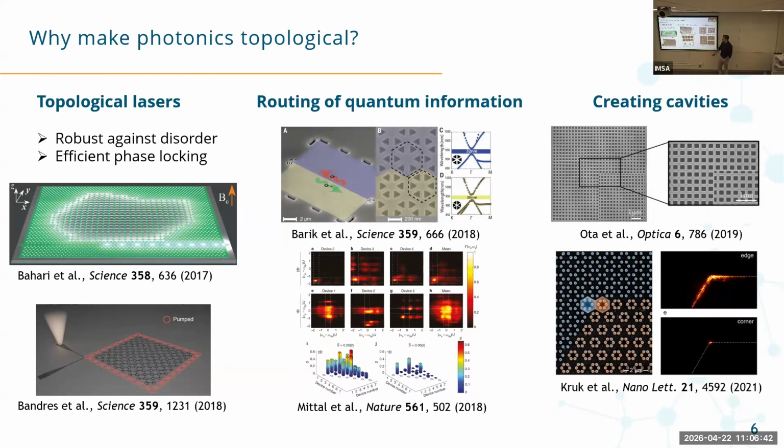The routing of quantum information. So this is using the photonic equivalence of the quantum spin Hall effect, Valley Hall effect. They route circularly polarized light to different output channels, and even in a single photon regime.